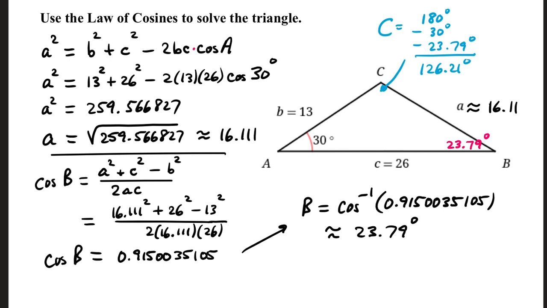The law of cosines version, when you're looking for an angle, it's the right column of those formulas above. If you need a side length, it's the left column of the formulas. Cosine of angle B is a squared plus c squared minus b squared over the product of 2ac. Substitute all your numbers in.